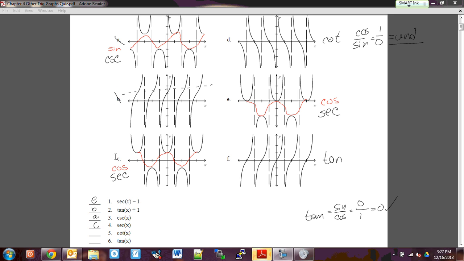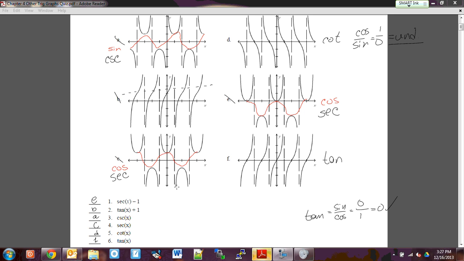Okay, crossing out the ones we've used. So we know D is a cotangent graph, so come down here. 5 is D. And we know F is a tangent graph, so that means F is number 6. So the answers in order are E, B, A, C, D, and F.